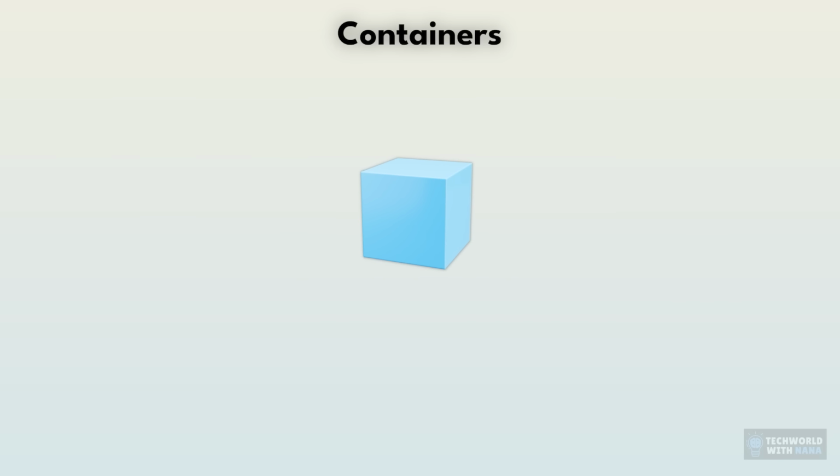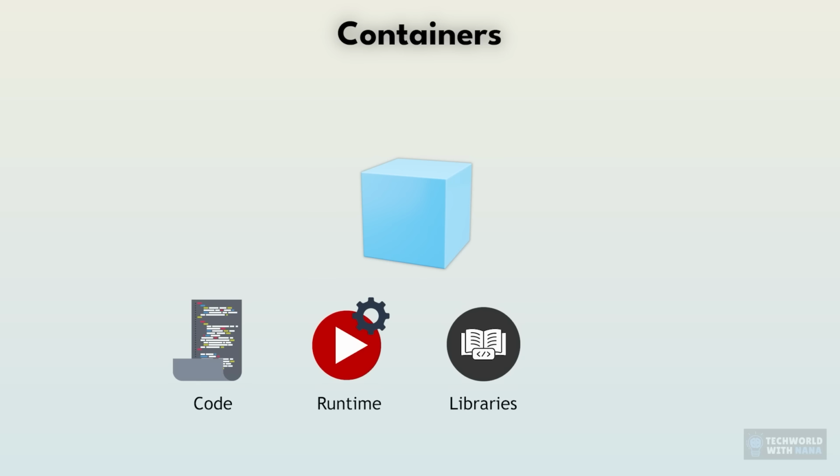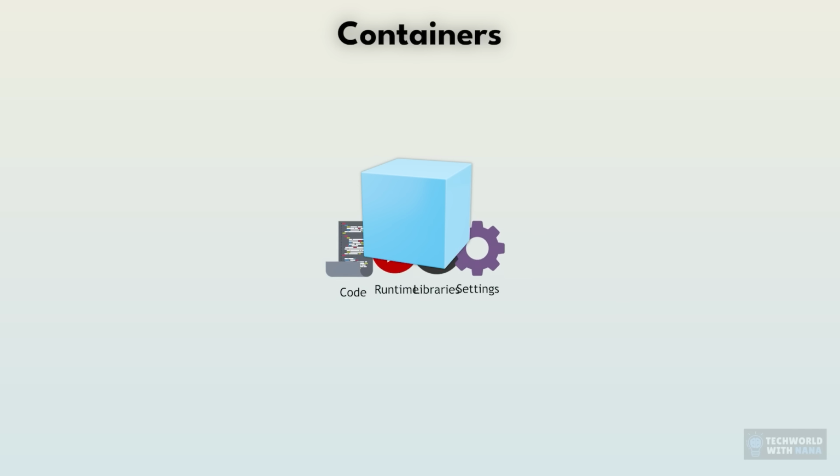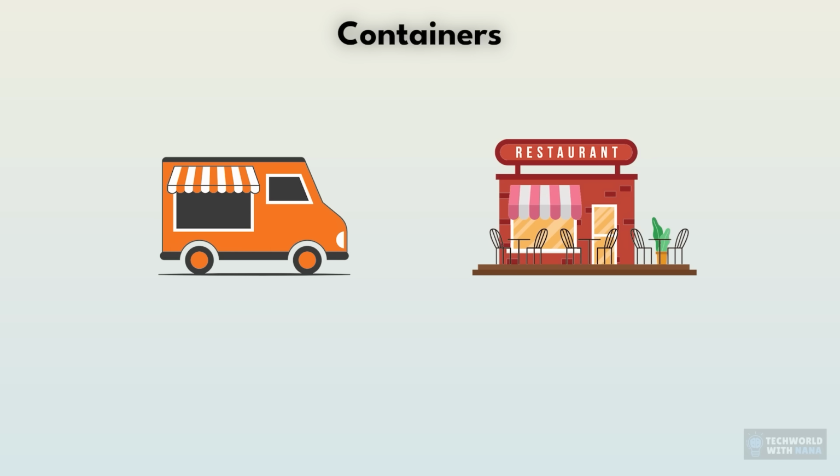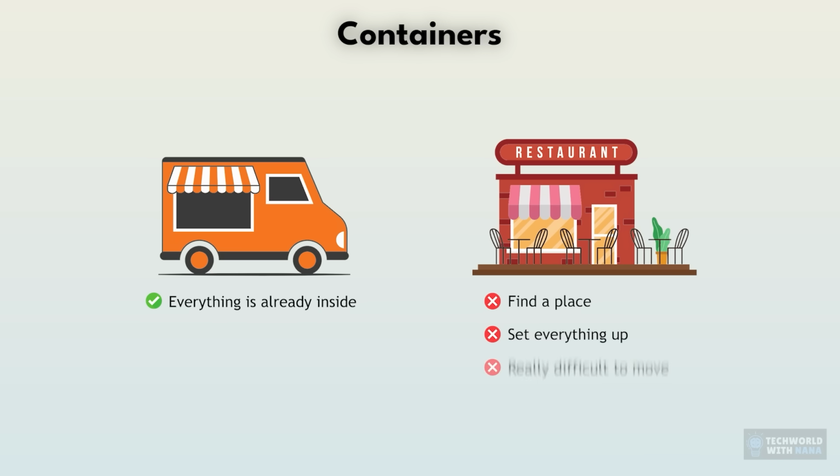A container packages everything an application needs, the code, the runtime, all the libraries and settings, into one portable package. Think of it like the difference between a food truck and a restaurant. With a food truck, everything is already inside. Just drive it somewhere and start cooking and serving your food. Whereas in a restaurant, you have to find a place and set everything up, and it's really difficult to move location because you have everything tied up in that one restaurant.